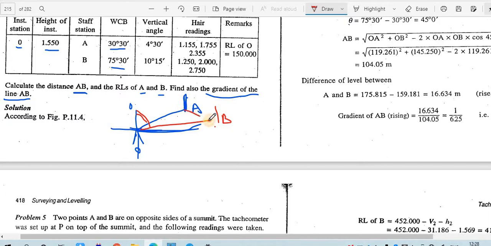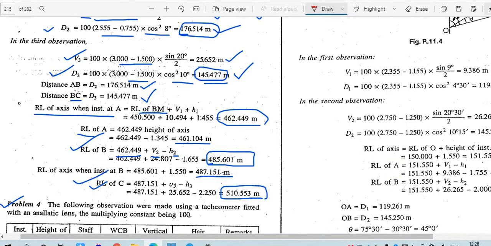Now we need to calculate this distance AB. We need to calculate the horizontal distance between A and B. Also we need to calculate the RL of A, and the RL of B. So how will we do this problem, and also we need to calculate the gradient. What is the slope between A and B? Okay, so we'll try to see how we can calculate this.